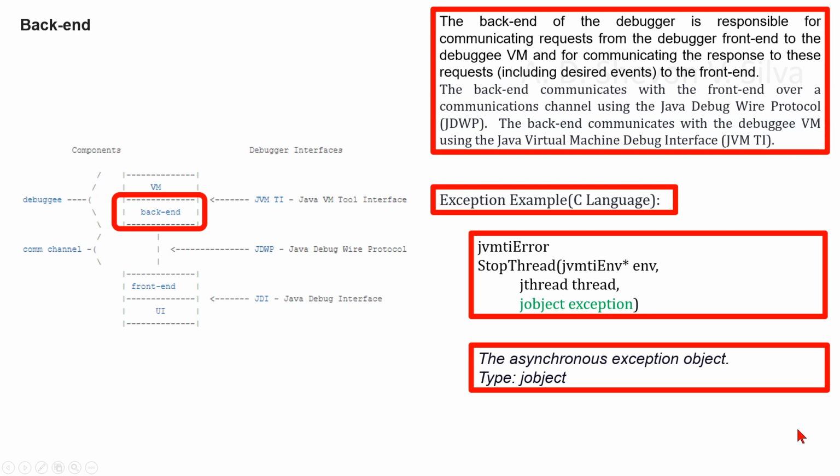An example, we can consider this one. This exception in the C language is an asynchronous exception object of type jobject in StopThread.